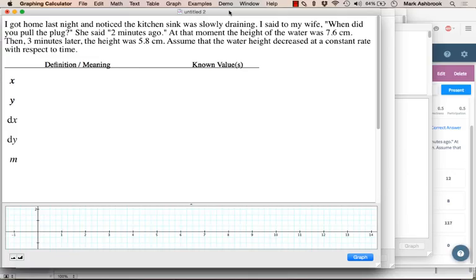And so we're going to use the standard convention that m is dy divided by dx. And so our water height is decreasing at a constant rate with respect to time. That locks in what x and y and dx and dy have to be. Okay?